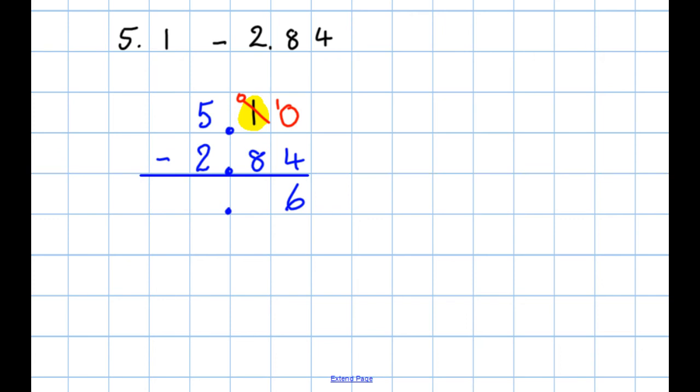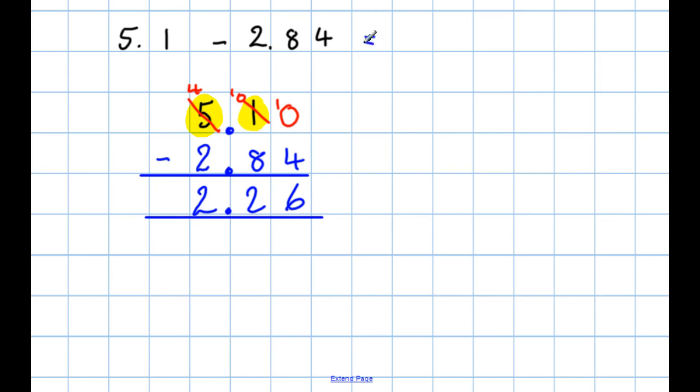8 take away 0. Again, you can't do. So I borrow from the next figure to the left, that 5 there, which goes down to 4, and I put a 1 in front of that 0. Then I do 10 take away 8 is 2, and 4 take away 2 is 2.